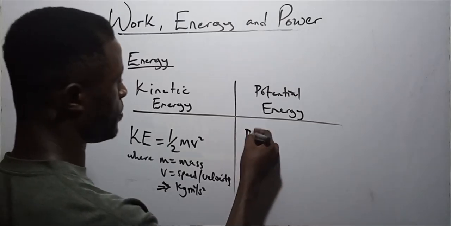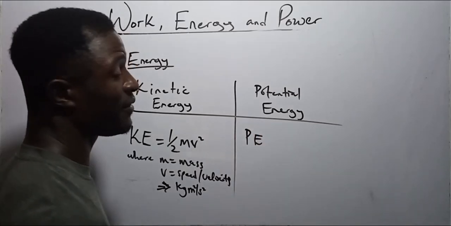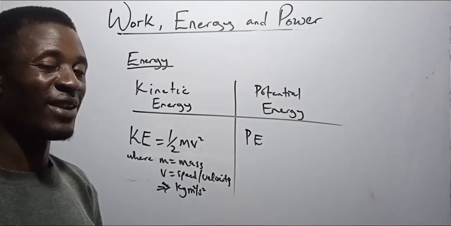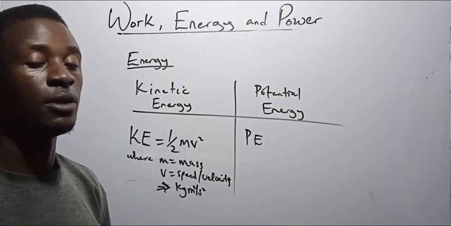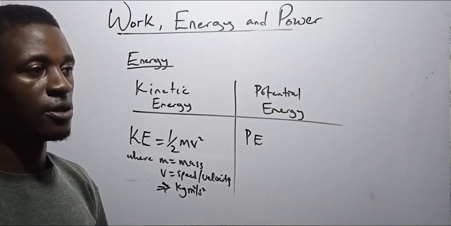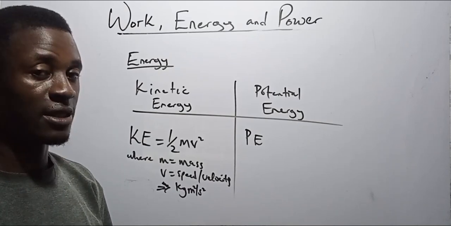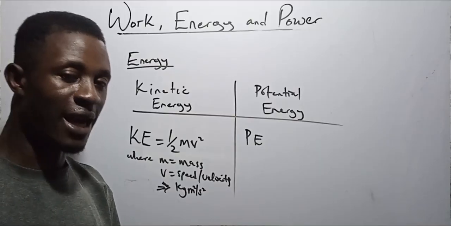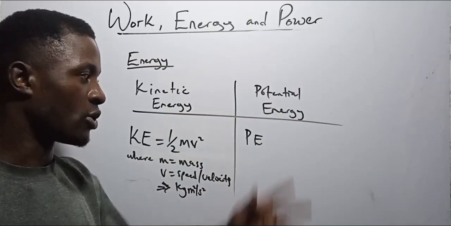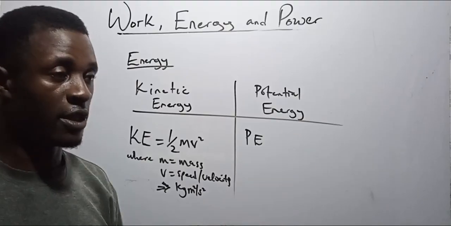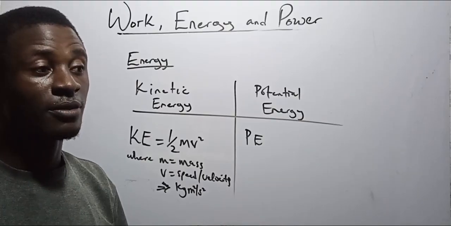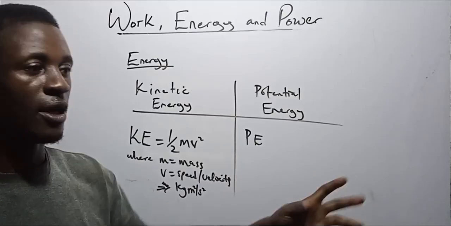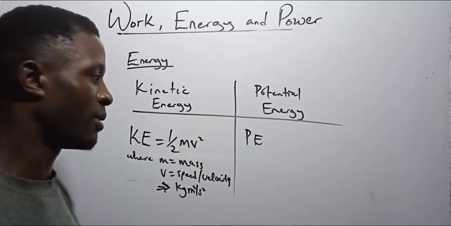Then potential energy, PE. We have different kinds of potential energy. We have the gravitational potential energy, the elastic potential energy, and the electrical potential energy. But we will not talk about the elastic and electrical. Under here, we will talk about the gravitational potential energy, because those other two are specific, but this one is more general. So let's talk about that one.